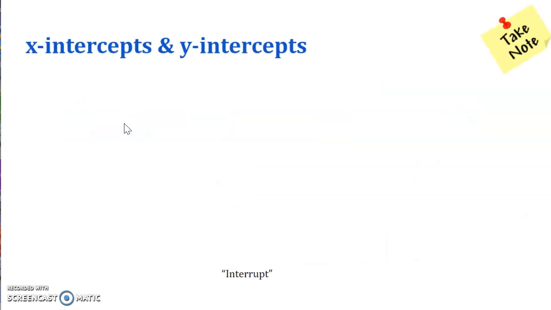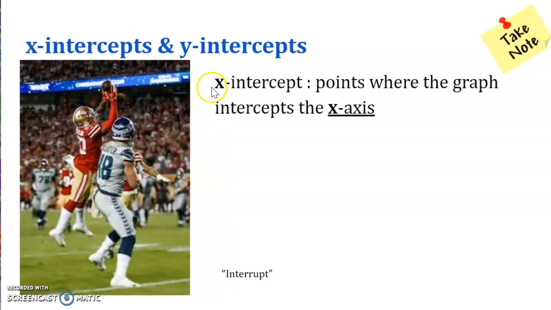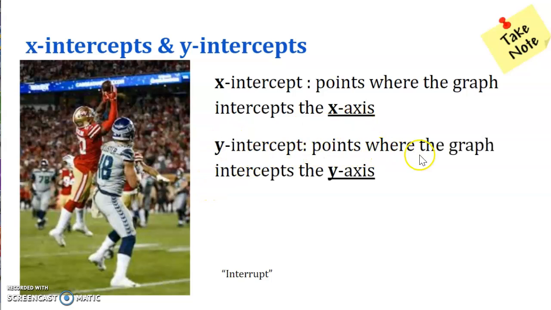What about the x-intercept and y-intercept? In a football analogy, when a ball is intercepted, it's sort of like it's been interrupted, right? So same thing: the x-intercept is a point where the graph intercepts or interrupts the x-axis, and the y-intercept is a point where the graph intercepts or interrupts the y-axis.